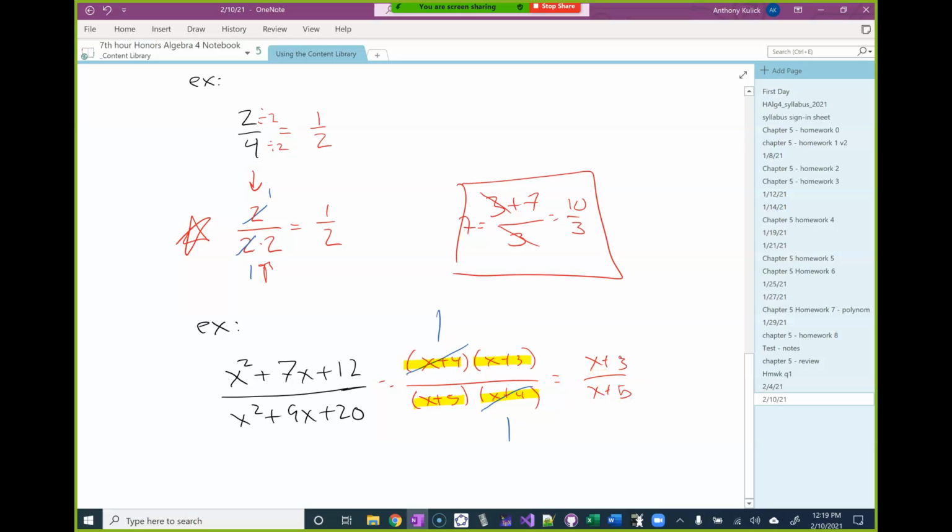Can I cancel the x's? No, why not? Because it's addition. This is just where we end. Everybody's okay here? You shouldn't be, because what I've written is technically not true. There is a small problem going on, and it's very subtle what the problem is.